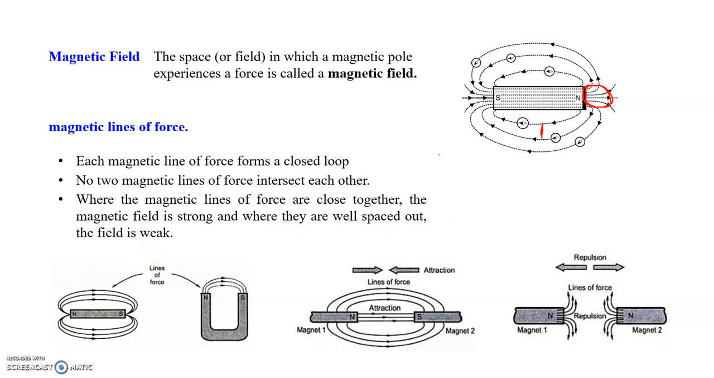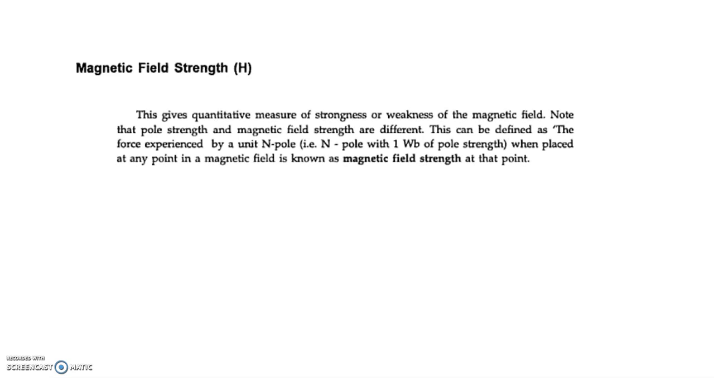Okay, so now let us discuss the magnetic field strength. Magnetic field strength is nothing but the quantitative measurement of the strongness or weakness of a magnetic field. Magnetic field strength is defined as the force experienced by a unit north pole when placed at any point in a magnetic field.